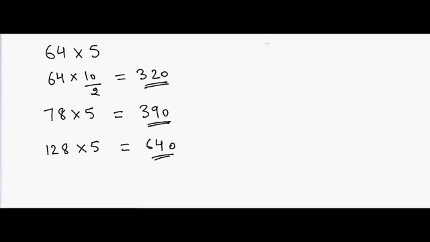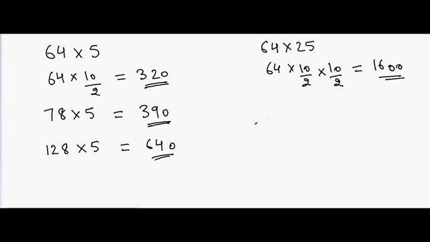Another trick is to multiply by 25. So if I have to multiply 64 by 25, then we can write this as 64 into 10 by 2 into 10 by 2. So we have to take half of 64 two times. Half of 64 is 32, half of 32 is 16. The answer is 1600.